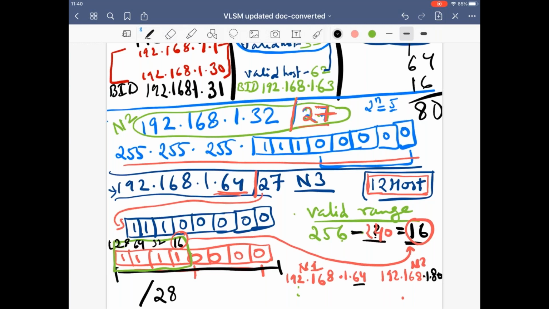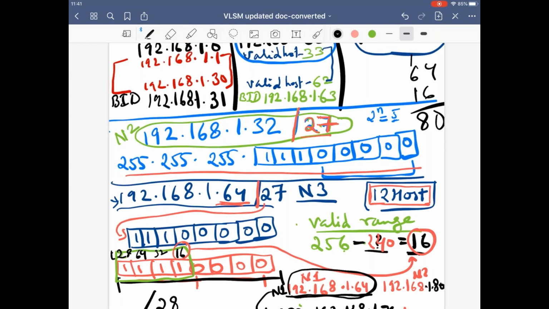This is network 1, and here the broadcast will be 192.168.1.79. This is the broadcast for network 1. This is the network 192.168.1.64/28. We will use 64.